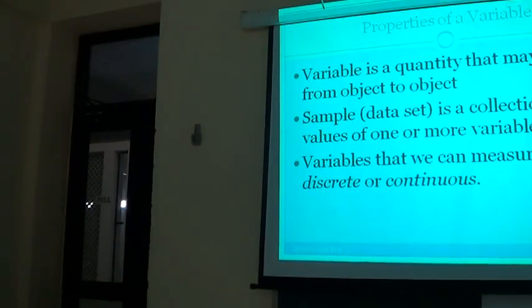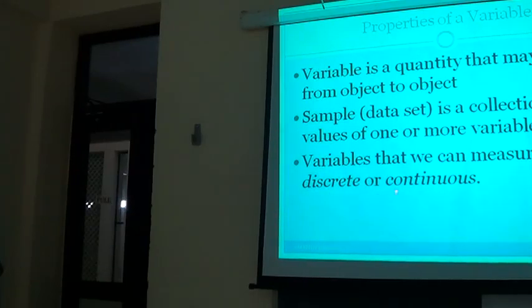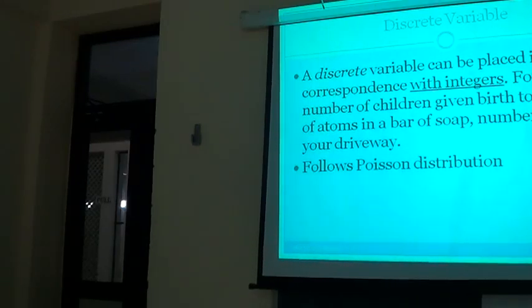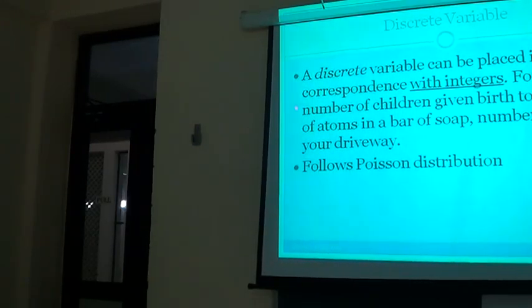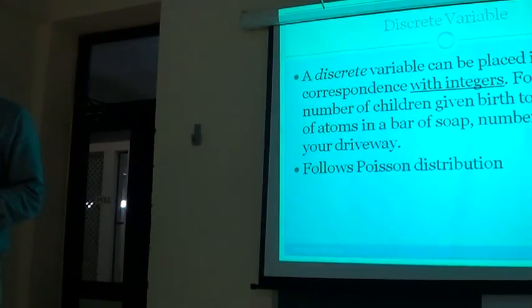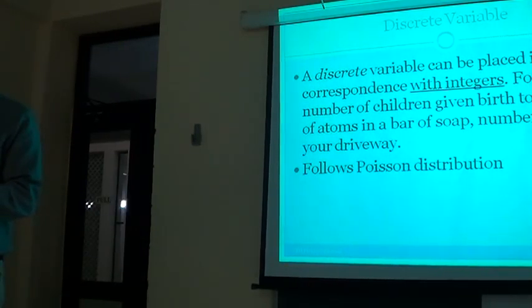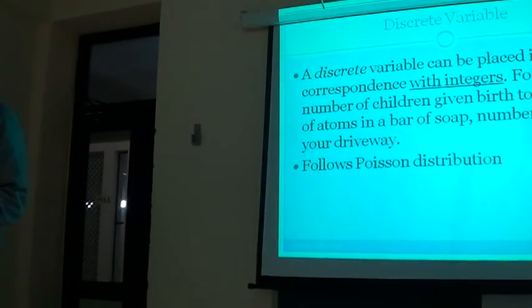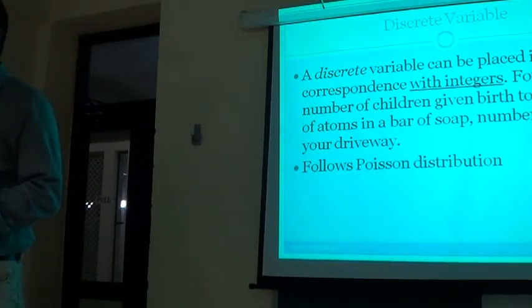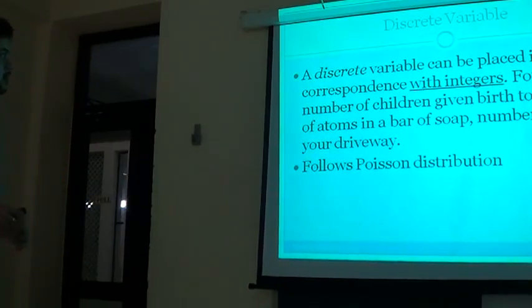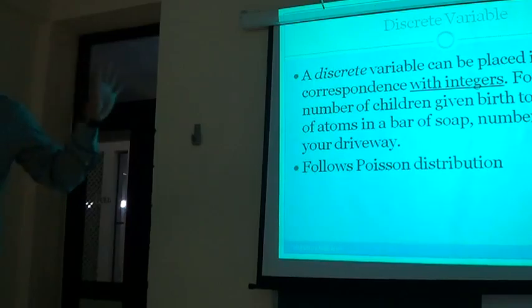So variables that we measure can be discrete or continuous. These are the two kinds of variables. In the case of discrete, it can be placed in one-to-one correspondence with integers. So the values of discrete variables are always integers. Integer versus fractions: numbers without fractions are what you call integers. 2 is an integer, 6 is an integer, 2.6 is not an integer, pi is not an integer, root of 2 is not an integer. Is that clear? An integer is something that does not have any fraction, very simple. So discrete variable values are always integers.